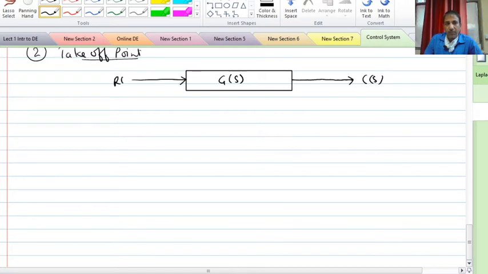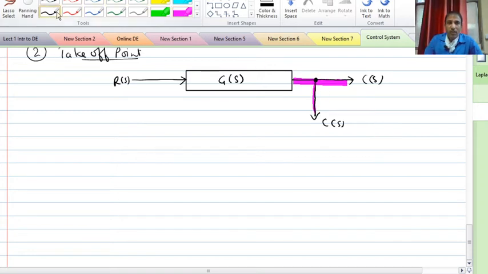Rs. Okay, so there is a takeoff point here, and we take this point as like this. So what will be the output at this arrow? This will remain same because this contains the same signal throughout this path. Okay, throughout this path the signal will remain same.